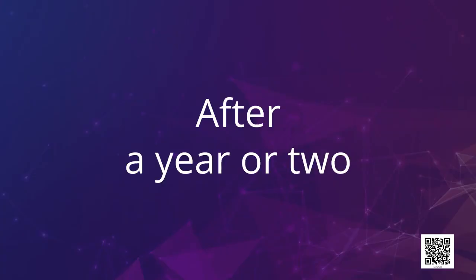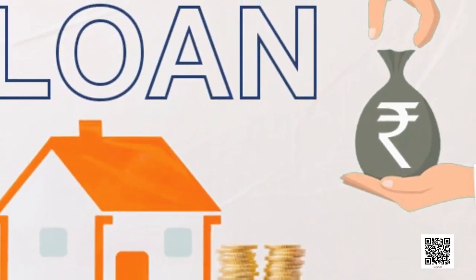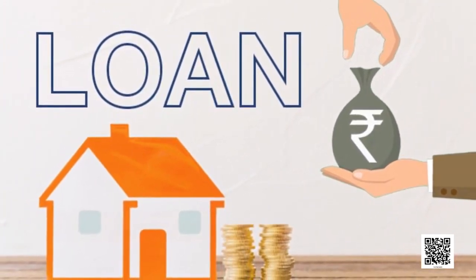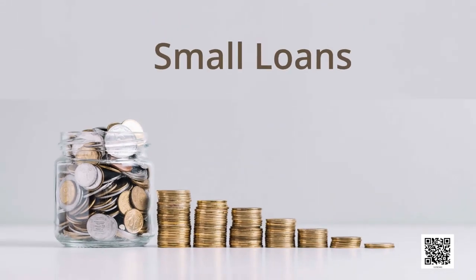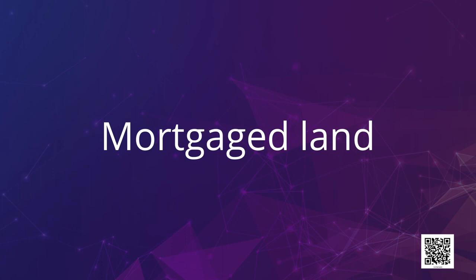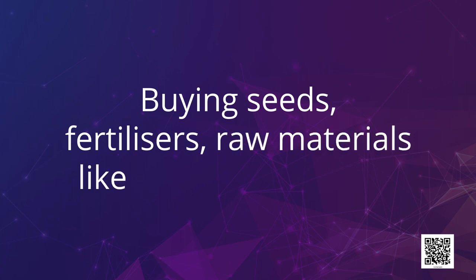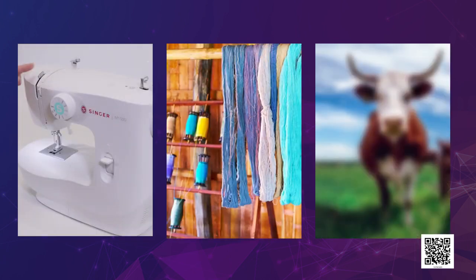After a year or two, if the group is regular in saving, it becomes eligible for availing loan from the bank. Loan is sanctioned in the name of the group and is meant to create self-employment opportunities for the members. For instance, small loans are provided to the members for releasing mortgaged lands, for meeting working capital needs, buying seeds, fertilizers, raw materials like bamboo and cloth, for housing material, for acquiring assets like sewing machines, handlooms, cattle, etc.